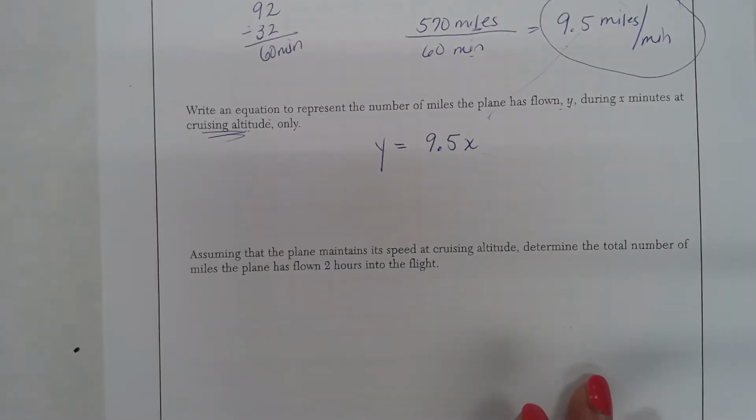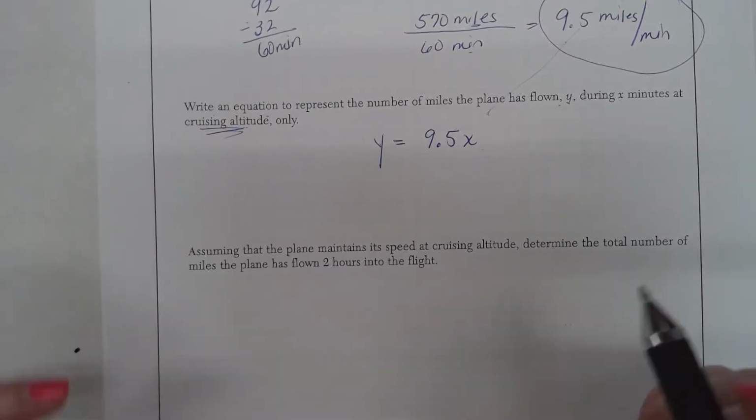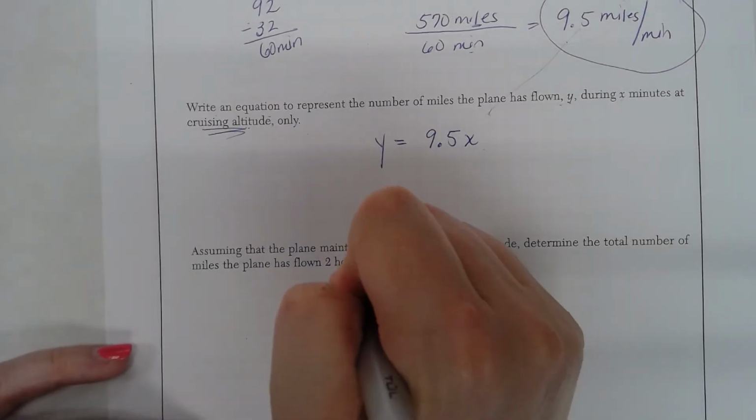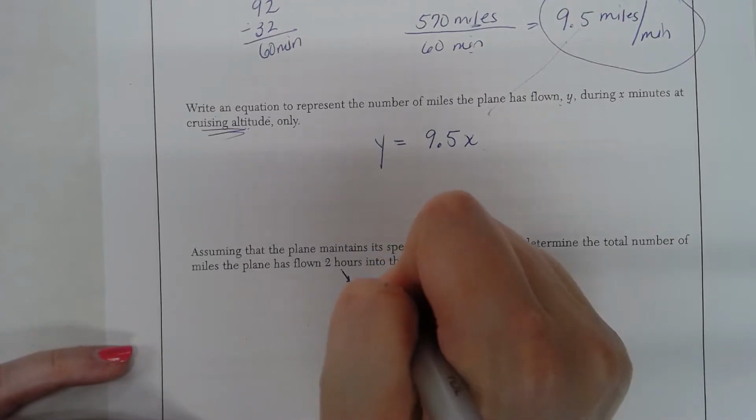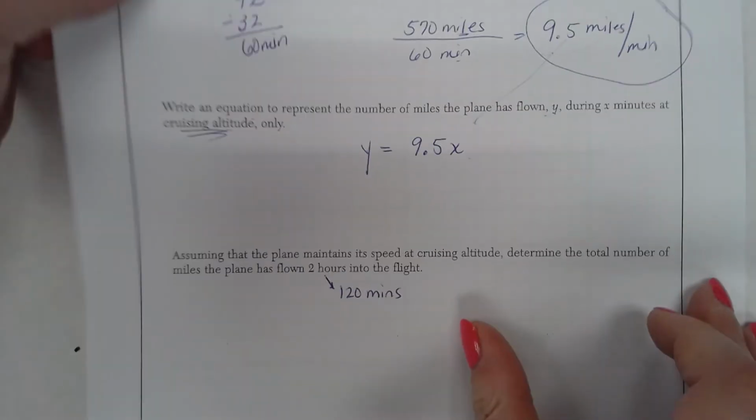Now, assuming that the plane maintains its speed at cruising altitude, determine the total number of miles the plane has flown 2 hours into the flight. First of all, we're not talking about hours. So this is 120 minutes. We have to translate that right off the bat, okay?